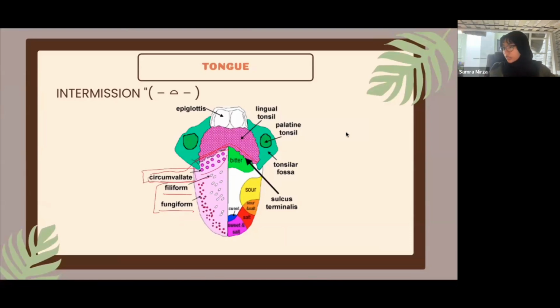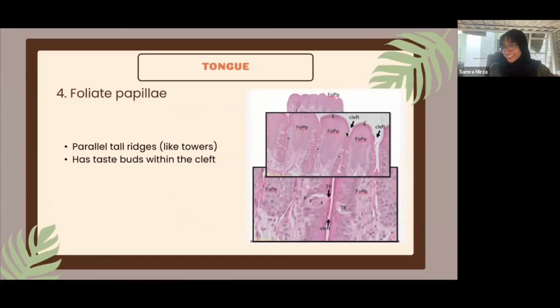So that's it for the tongue. We're going to move down. Oh, that's not it for the tongue, sorry. We have the last one, the foliate papillae. I couldn't think of a mnemonic or anything to remember them by, so anything that doesn't look like the last ones we just described is going to be foliate, because it's the last one left.